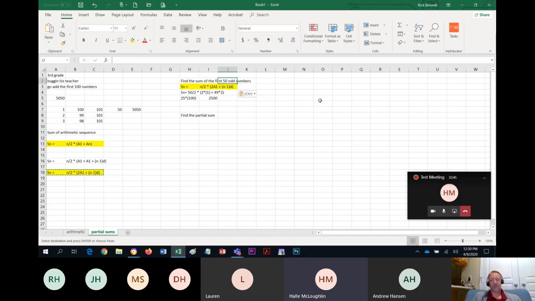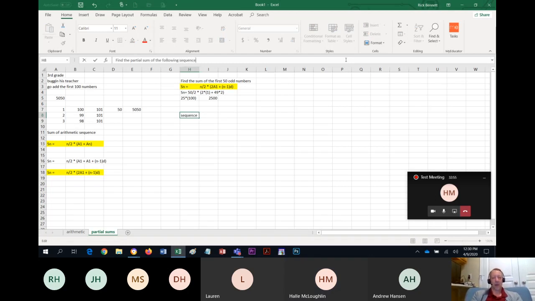Yeah. Okay. All right. So let's say that we want to find the partial sum of the following sequence. Okay. So the sequence is 3 plus 7, 11 plus 15 plus ... whatever that is in between, all the way until we get up to 159.